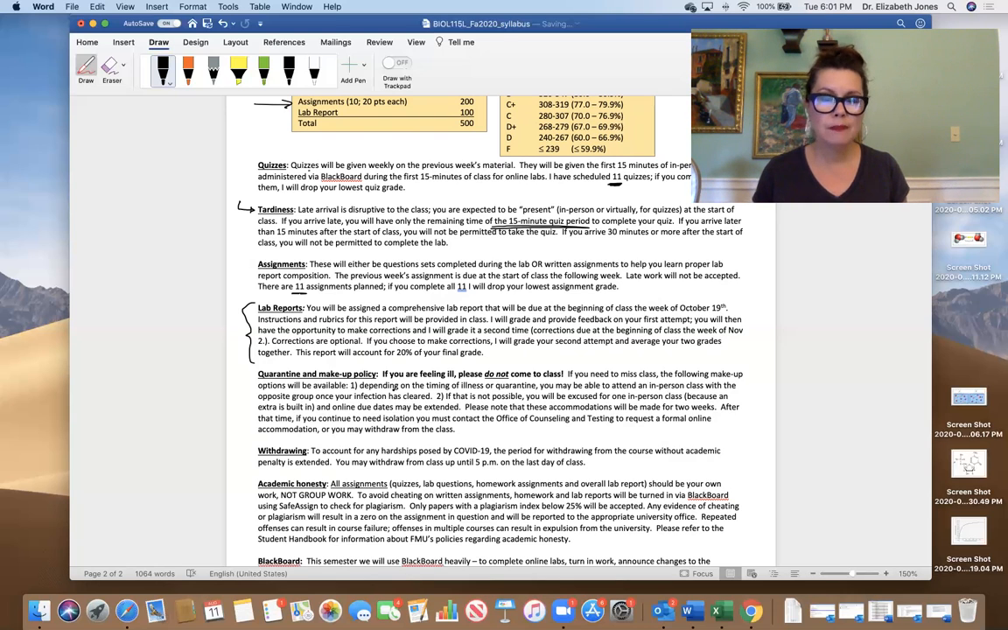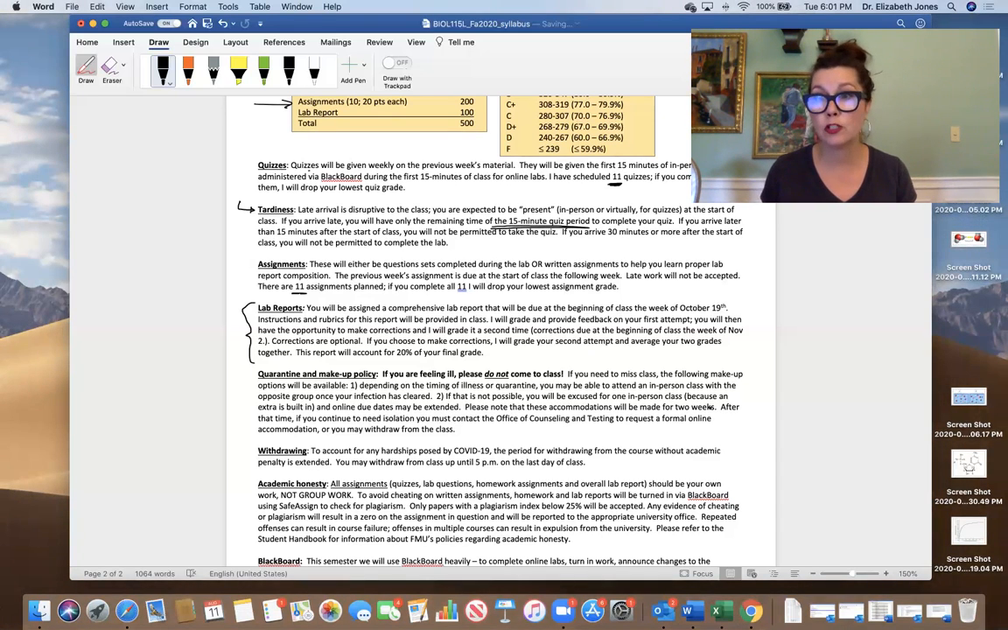First of all, depending on when you get ill, it might be that you can miss that week's in-person class and tack on to the next week's in-person class, but that all really depends on the timing of your quarantine. If that's not possible, you'll be excused for one in-person class because an extra is built in, and online due dates could be extended for you. But again, please note that these accommodations are made for 2 weeks, which is the duration of the 14-day CDC recommended quarantine. After that, if you need additional time off from class, you would need to request that via those mechanisms I mentioned earlier.